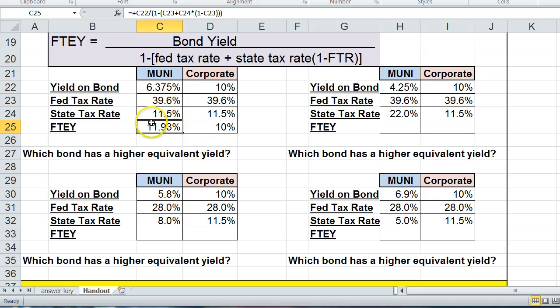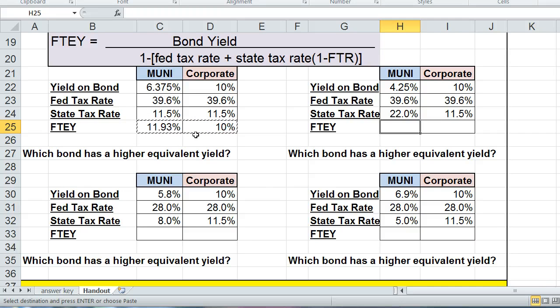Now, in this case, the 6.375% municipal bond is equivalent to 11.93% fully taxable. So that has the higher yield, and this is the bond you should buy if you have the choice between just these two.